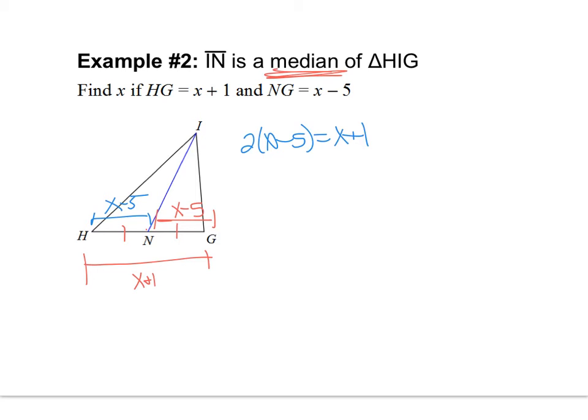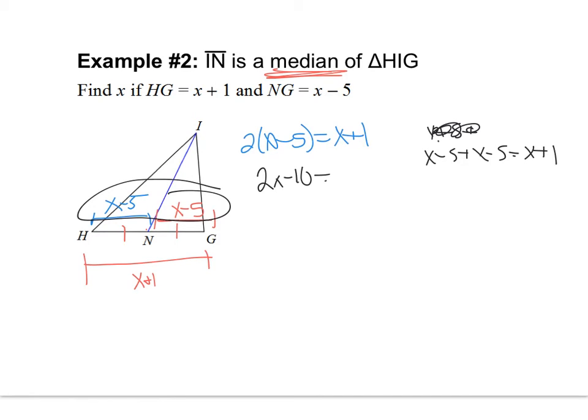Now some of you might say, well, can't I just add up these two? It's the same thing, right? If I do x minus 5 plus x minus 5 and set that equal to x plus 1, same thing. You can do that. Either way, I'm going to get 2x minus 10 equals x plus 1. So you can see how that's going to work out to be the same.